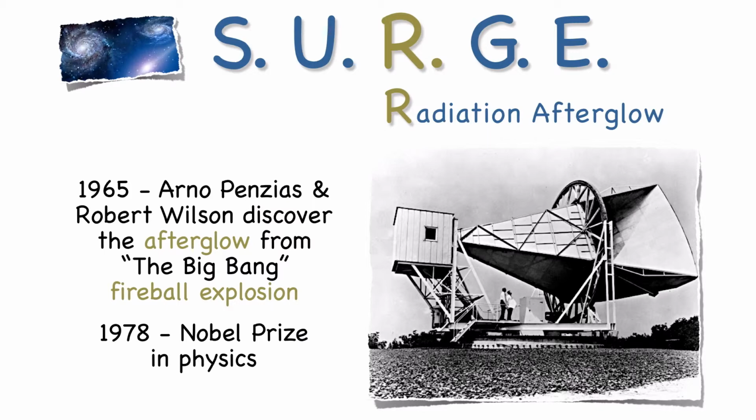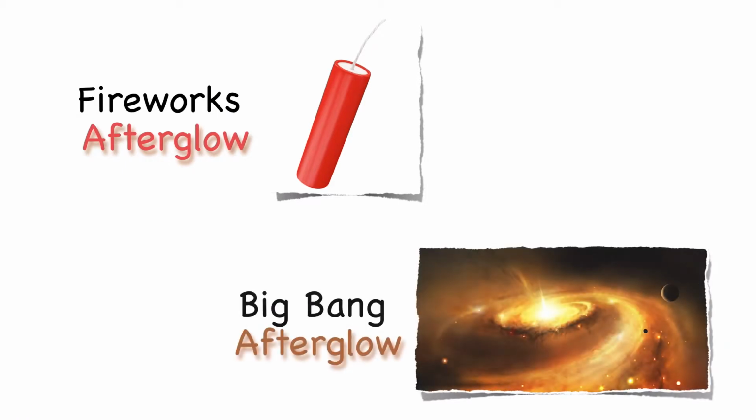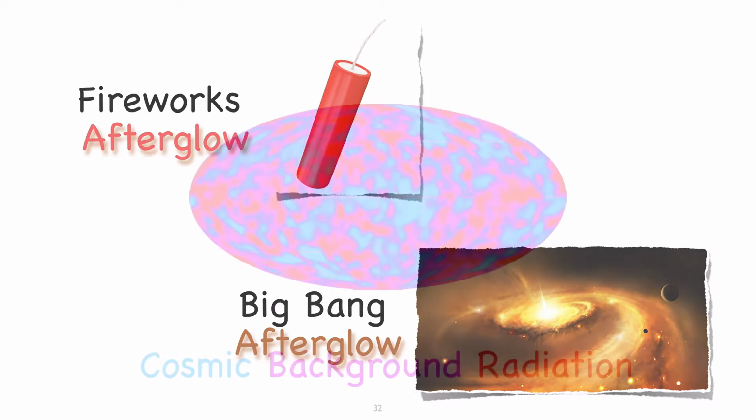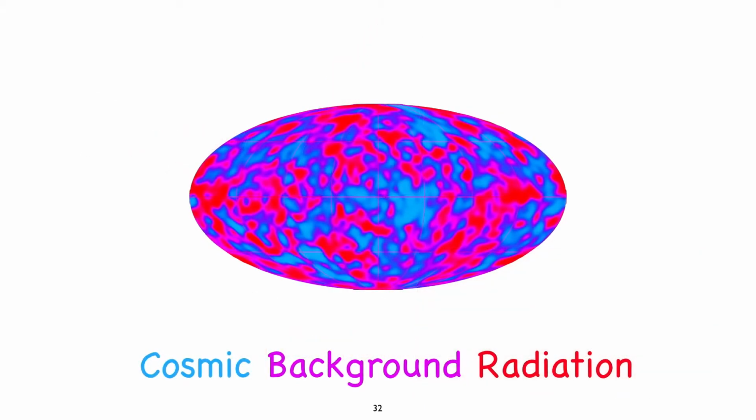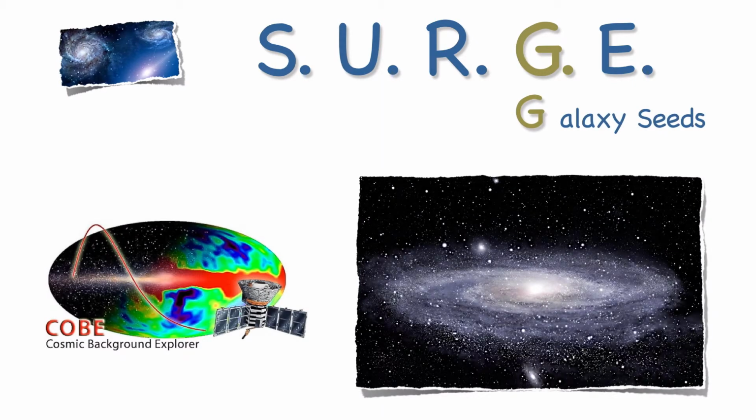Now, we can't see this infrared radiation as it's invisible to the human eye. Just as there is remnant heat and light from a fireworks explosion, the Big Bang explosion left behind remnant heat and light, or what has been termed by scientists as cosmic background radiation. This was another proof that there really was an explosion in the distant past, which was later confirmed with our next line of evidence, the letter G, which stands for galaxy seeds.